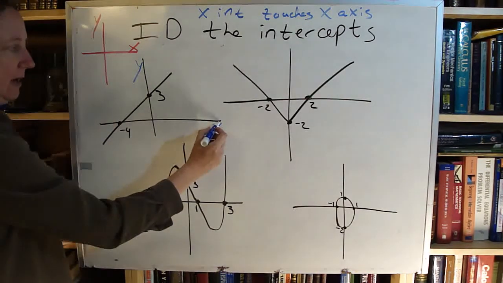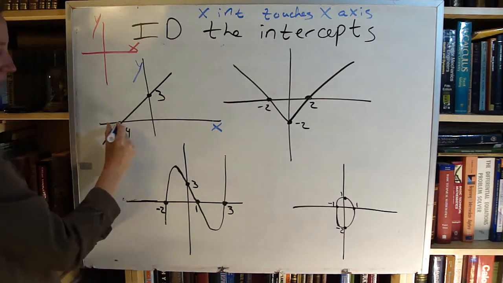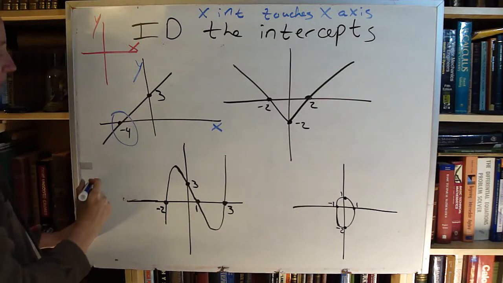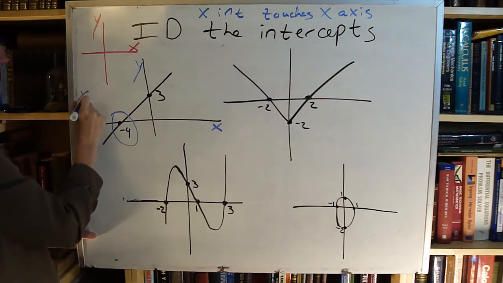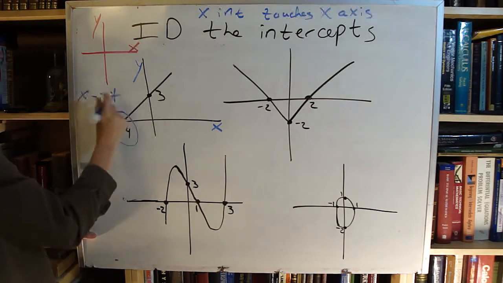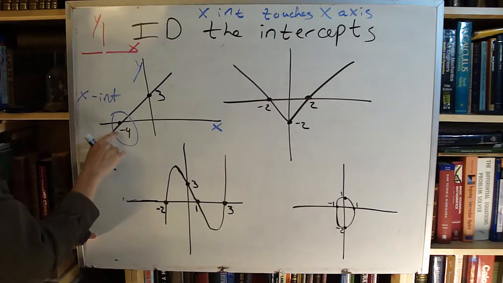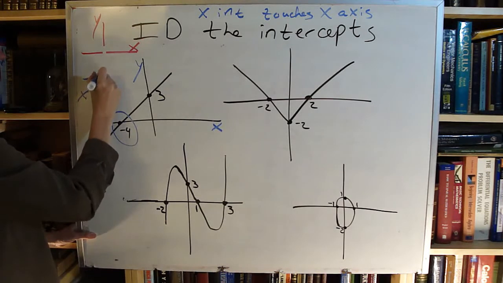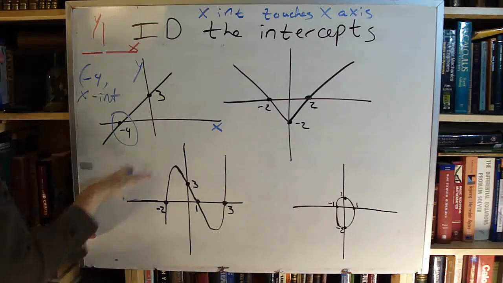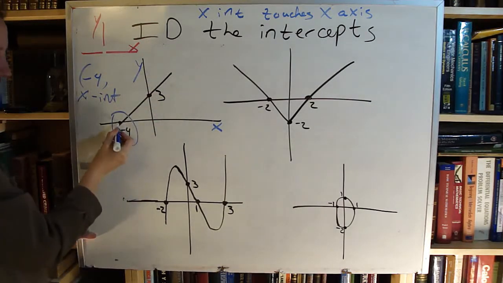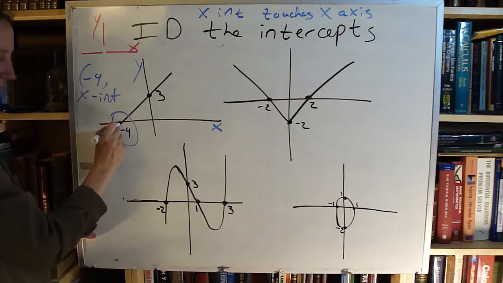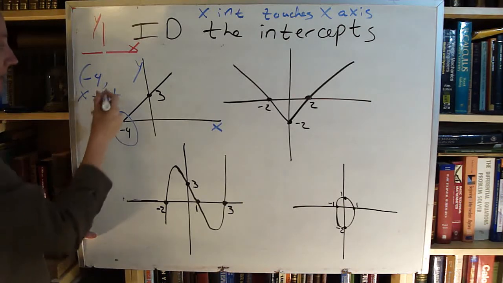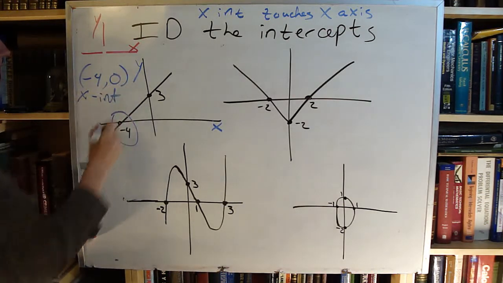Looking at my x-axis, I see that it has an intercept right there. So my x-intercept is, my x value comes first, so negative 4, comma, my y value. At this point right here, what is the y value? How much up and how much down does it go? It doesn't go up or down any, so that is 0.